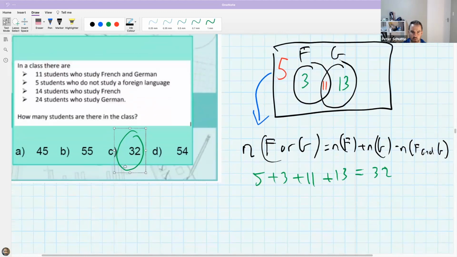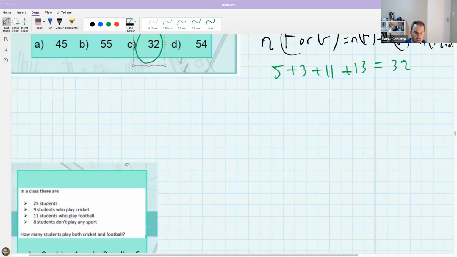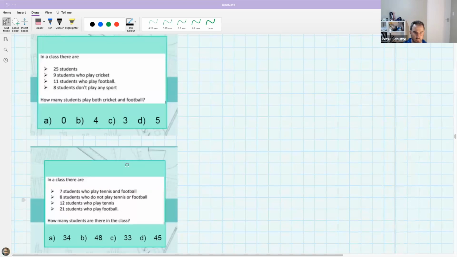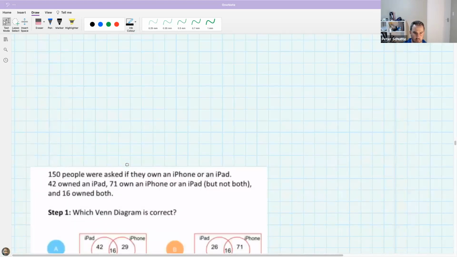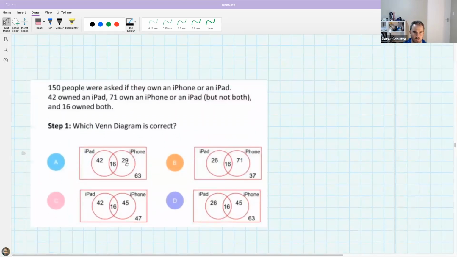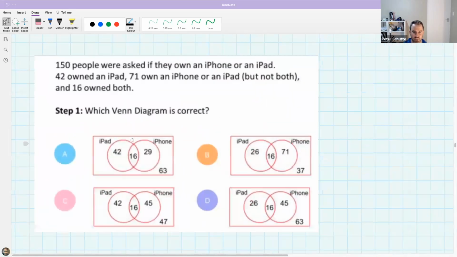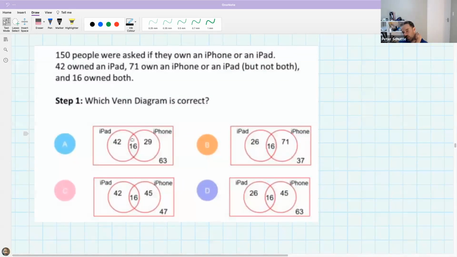Okay, cool. Let's do another one. Let me choose one that has... okay, let's do this one. This is more interesting. 150 people were asked if they own an iPhone or an iPad. 42 owned an iPad. 71 own an iPhone or an iPad, but not both. And 16 owned both. Which Venn diagram do you think is correct?